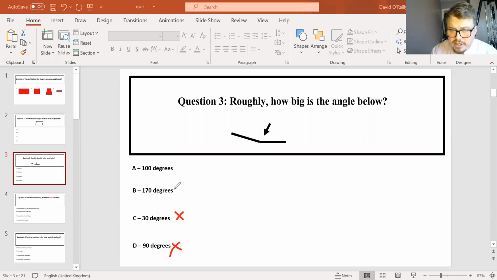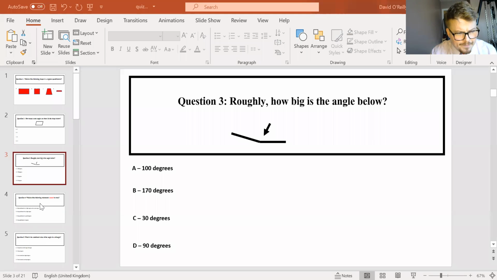So it looks like it could be 170 degrees, and it certainly looks like it could be 170 degrees when we realize that it can't be 100 degrees, because 100 degrees would only be slightly bigger than a right angle, whereas this angle is a lot bigger than a right angle, isn't it? So we know the answer is most likely to be B, 170 degrees.